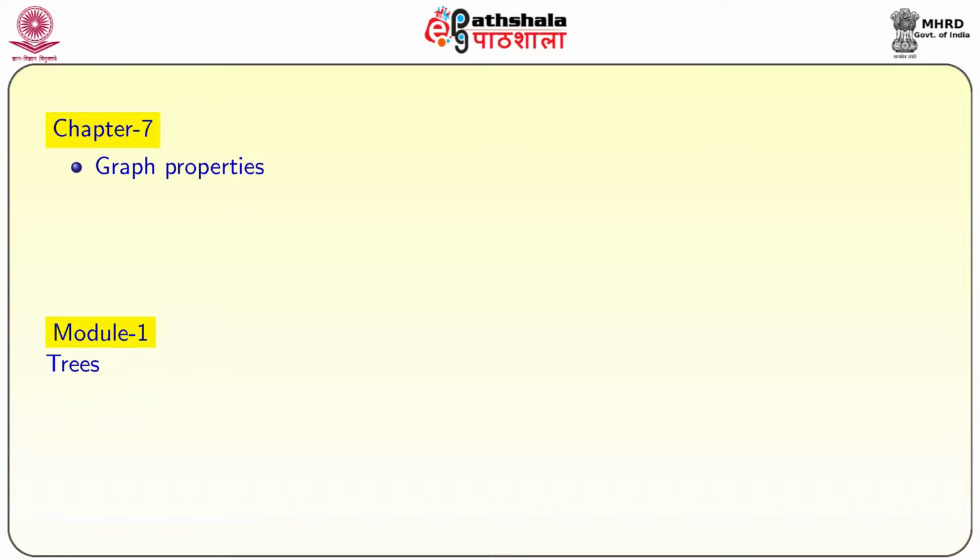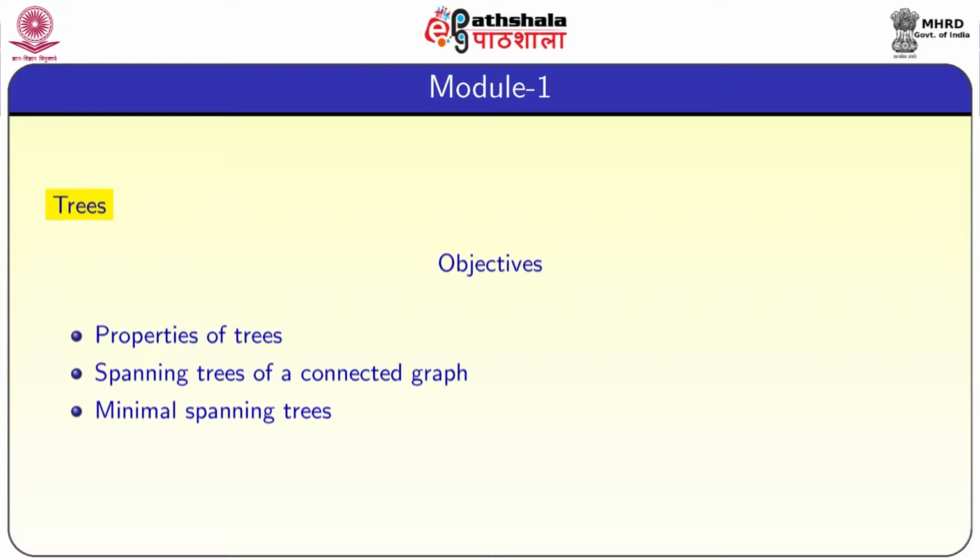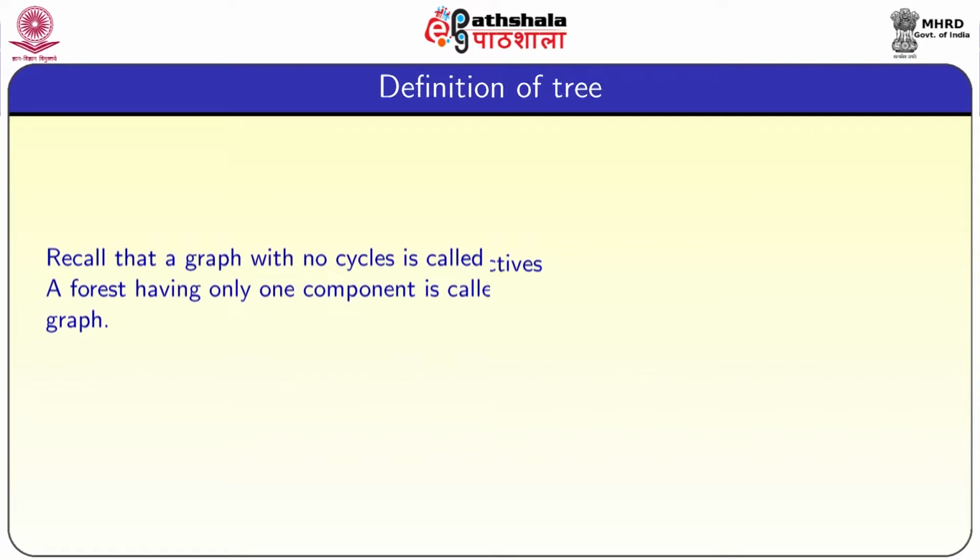Chapter 7 about graph properties. In this first module of this chapter, we are going to discuss trees. Objectives of this module are properties of trees, spanning trees of a connected graph, and minimal spanning trees.